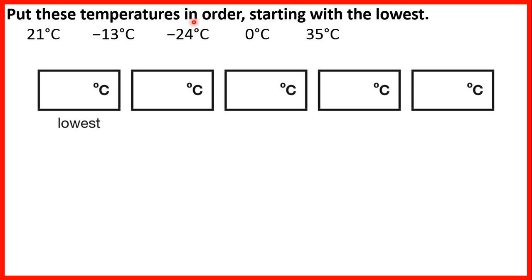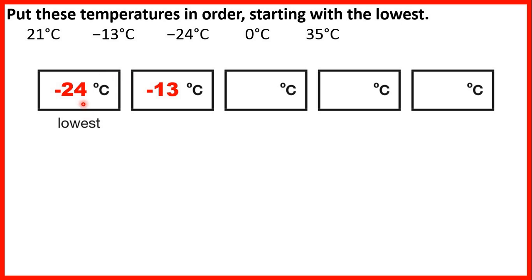Put these temperatures in order, starting with the lowest. So we have 21 degrees, minus 13, minus 24, 0, and 35. Now we know that a negative number will always be lower than a positive number. So our lowest temperature is minus 24, then minus 13.